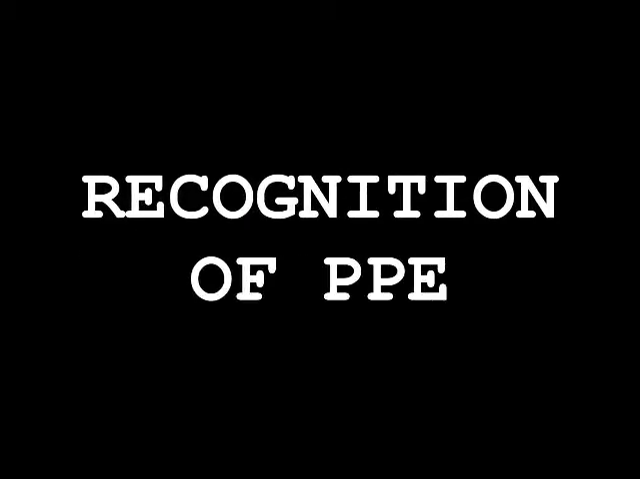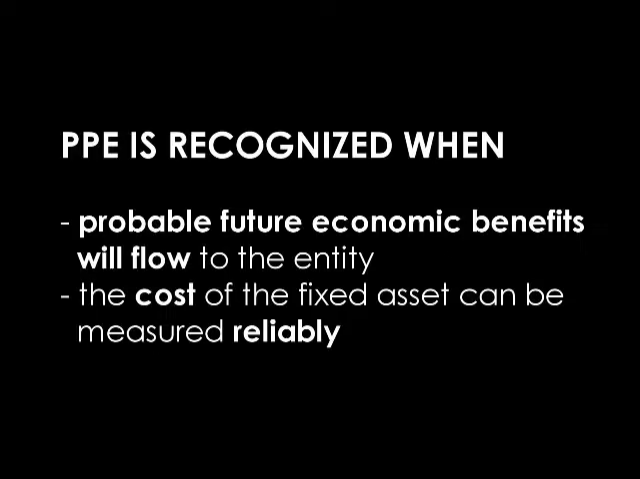How do we recognize property, plant, and equipment? An item of property, plant, and equipment shall be recognized as an asset when it is probable that future economic benefits associated with the asset will flow to the entity and the cost of the asset can be measured reliably.